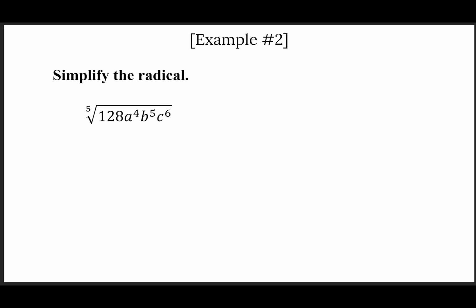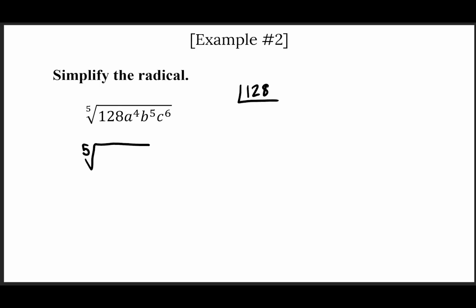Simplify the radical. This time it is a fifth root, so if something is going to come out of our root, we need to have sets of 5 of something. I'm going to make an empty fifth root for my answer, so it is ready. We need to split apart our 128 into the smallest factors we can.